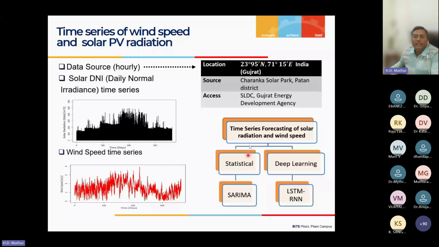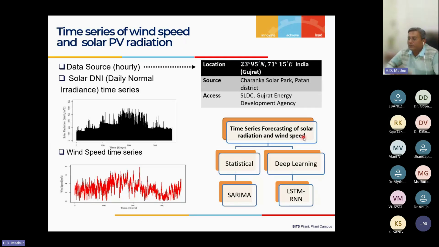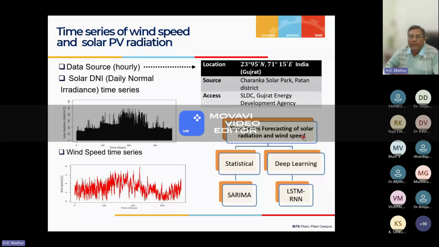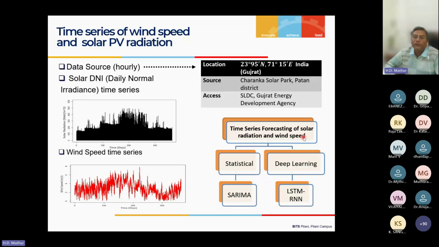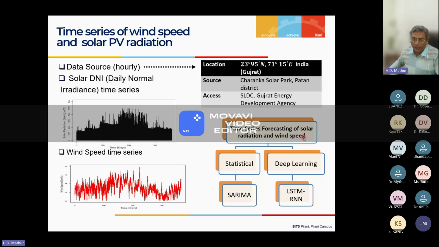Time series forecasting of solar irradiance and wind speed has been tried with different approaches. One is the statistical approach, also known as SARIMA. Another is, people have been talking about machine learning, deep learning. These are also the new things which are coming up, where we have been developing algorithms in such a way that the system itself, with the data available, is making decisions, right? So long short term memory neural network based systems are used for forecasting.